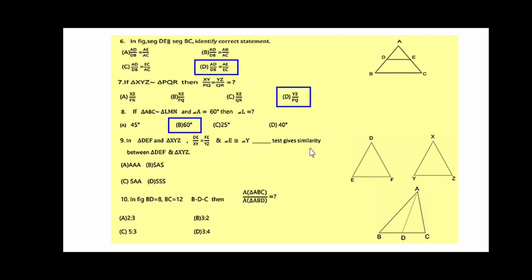That test gives similarity between these two, triangle DEF and triangle XYZ. Here, the angle is between the two sides. Therefore, SAS will be the test of similarity.